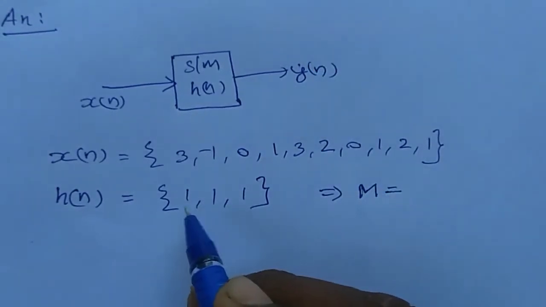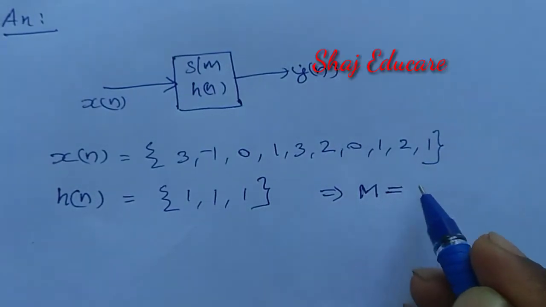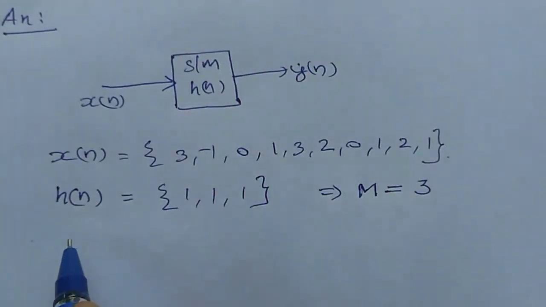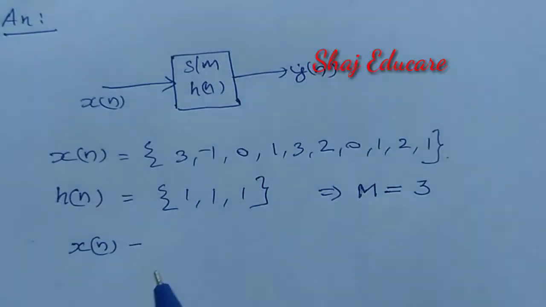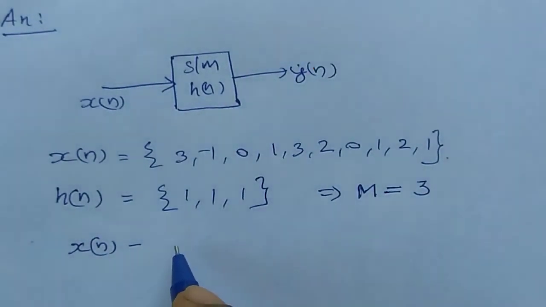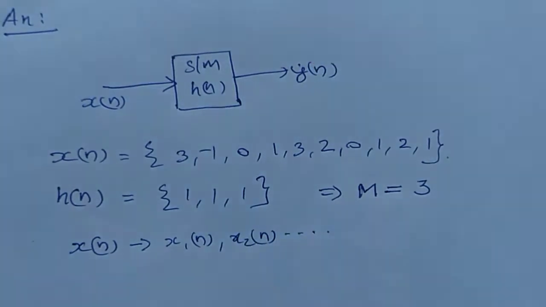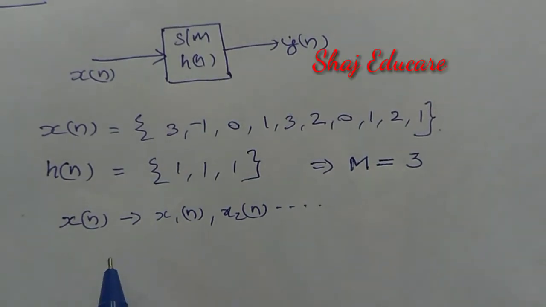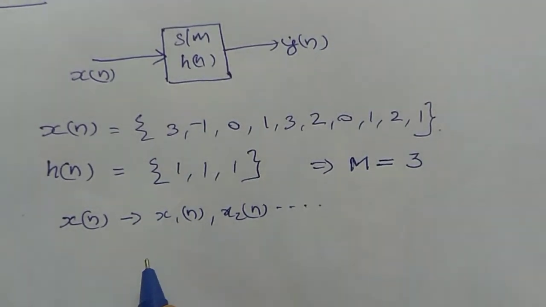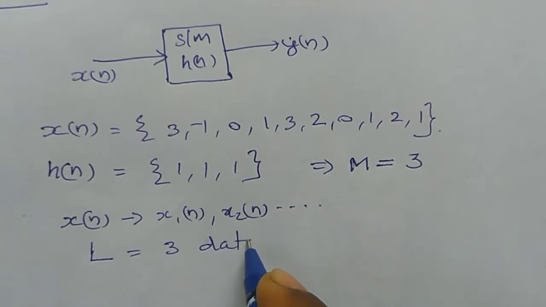m is equal to the length of the impulse response h of n, that is 1, 2, 3, which is equal to 3. Next, we are going to divide x of n into some blocks of data such as x1 of n, x2 of n, etc. Let us take the number of data points L equal to 3, 3 data points.